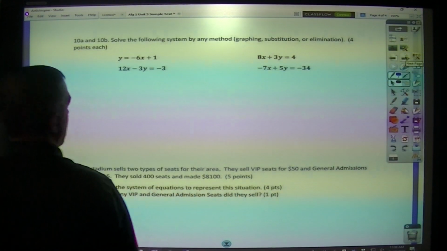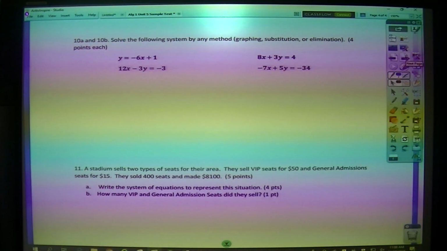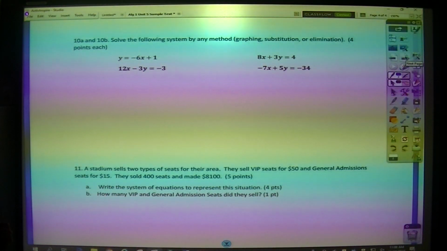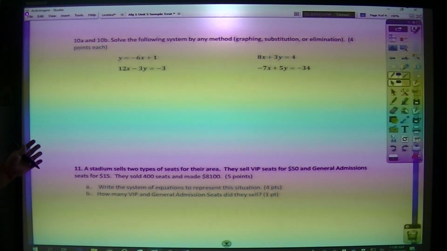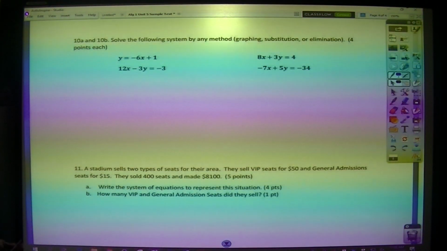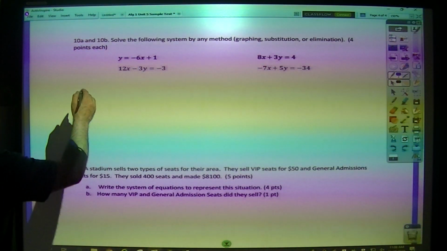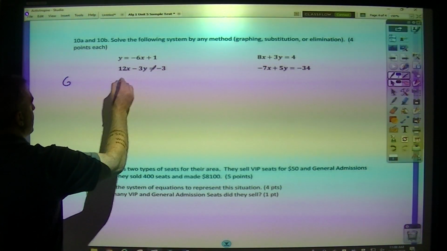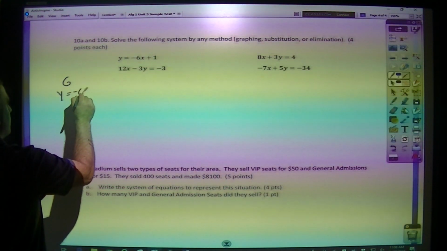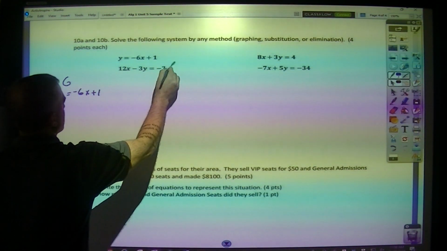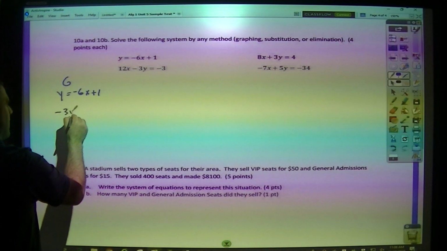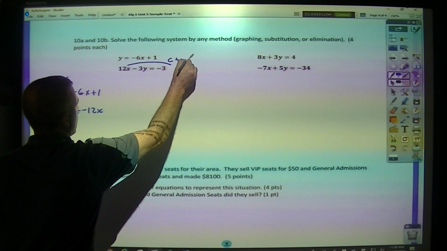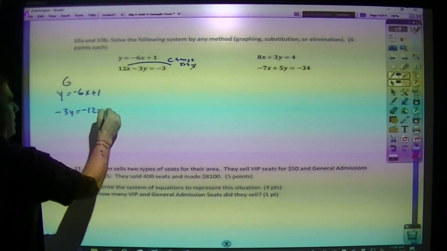Solve by any method that you want. It does not matter. Here, you can use graphing. I'll show you graphing and substitution. If you were to do this by graphing, what's nice is that one of them is already in y equals. This one, you would just move that 12x to the other side, so it would become negative 12x. Remember, as it moves from one side to the other, it just changes sign. Still have the minus 3 here.